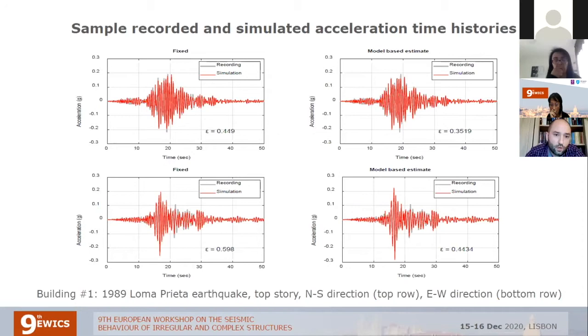with the fixed base assumption. And in the second column, we can see the comparison between recording and the simulation where we use the estimated rotational stiffness of the column base.